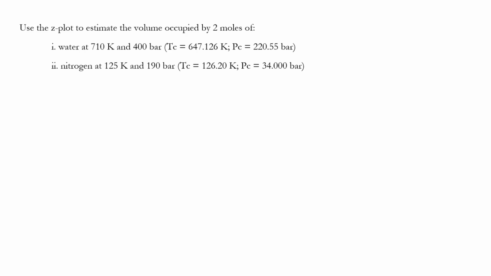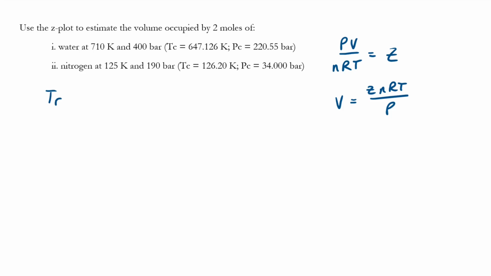So instead of PV over nRT equal to 1, it's equal to some constant Z that's either greater or lesser than 1. Or it can be at 1 too, but that's just less likely. So let's first change the equation to calculate for volume. And we'll remember at this point we need to find Z by using the reduced values for pressure and temperature. So let's start with water.